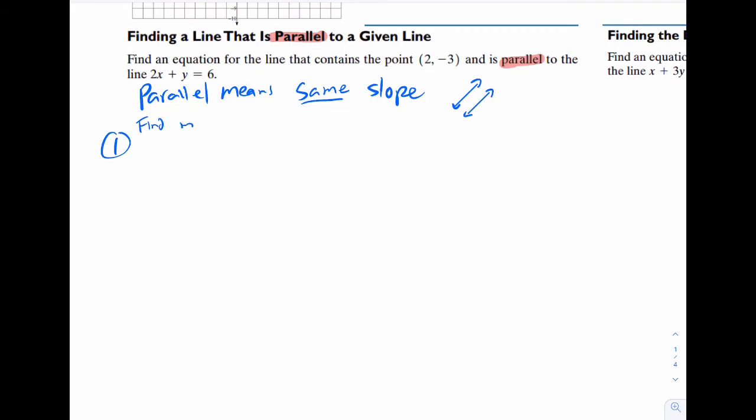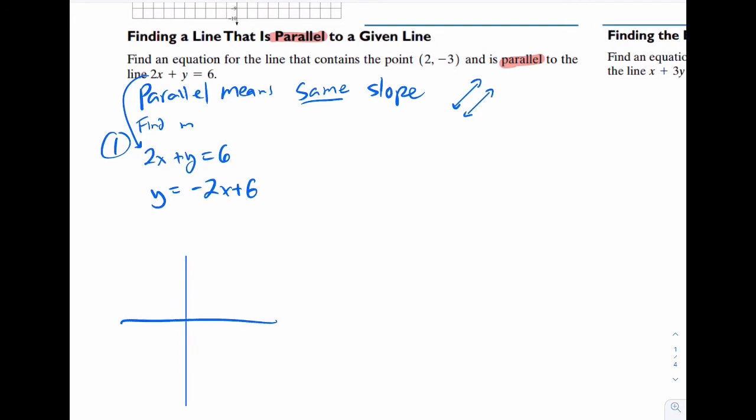Find m. So let's grab our equation right there. 2x plus y is equal to 6. Y is negative 2x plus 6. Now what's important to note is that this problem says find the equation for the line that contains this point and is parallel to this equation. So if you imagine this problem, like if I were to draw it for you, negative 2x plus 6, that's somewhere over here. I'll just sketch it.